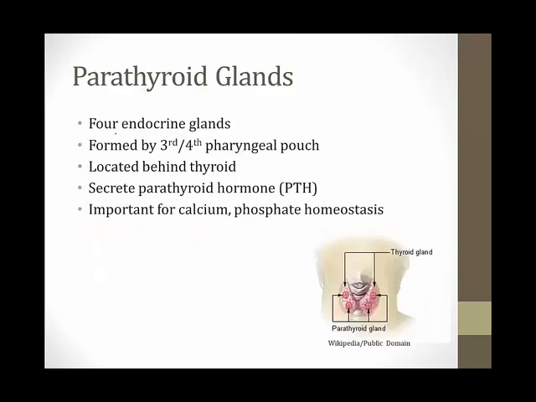The parathyroid glands are four endocrine glands found in the neck, located behind the thyroid gland, as shown in this picture at the bottom of the screen. Embryologically, they are formed from the third and fourth pharyngeal pouches, and their job is to secrete parathyroid hormone, which is important for homeostasis of calcium and phosphate.